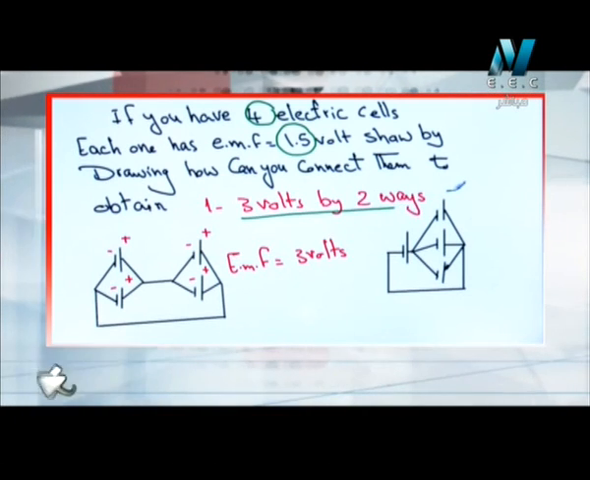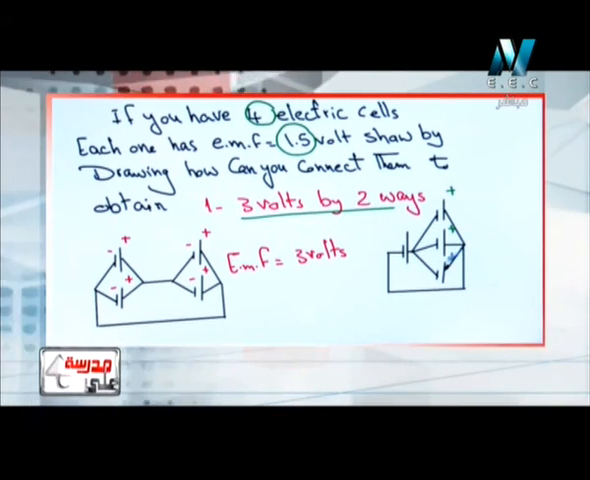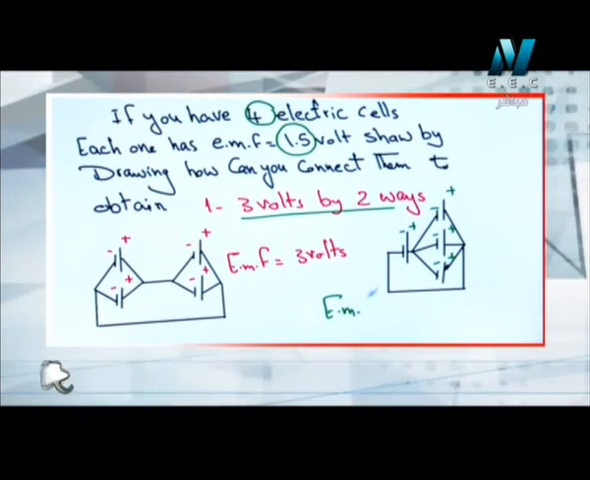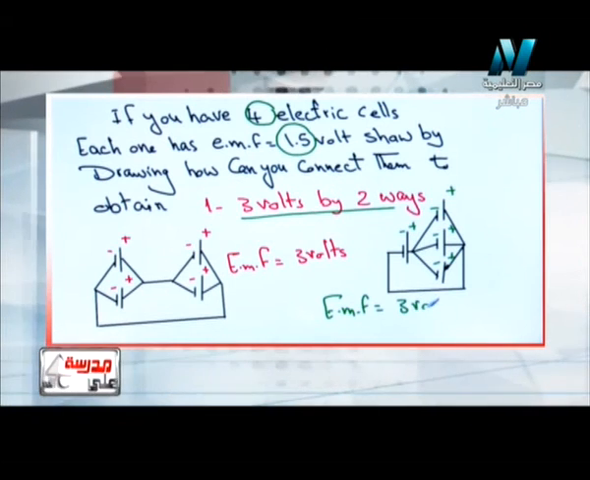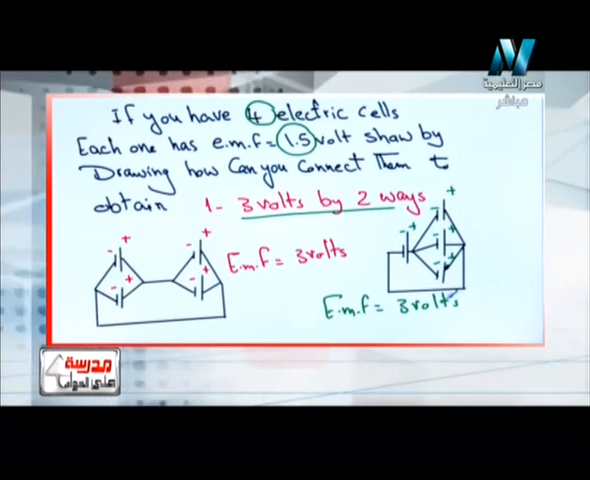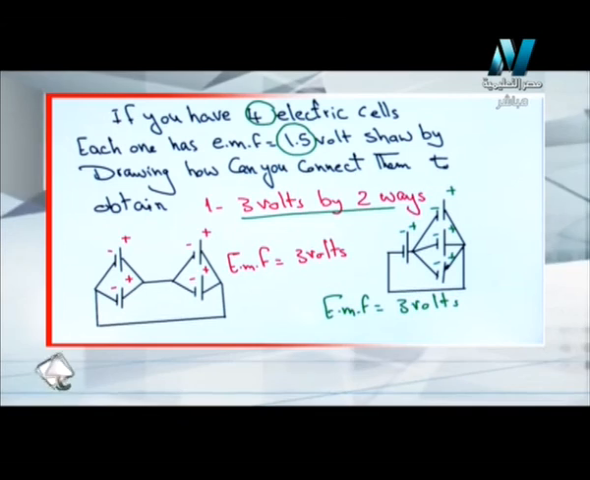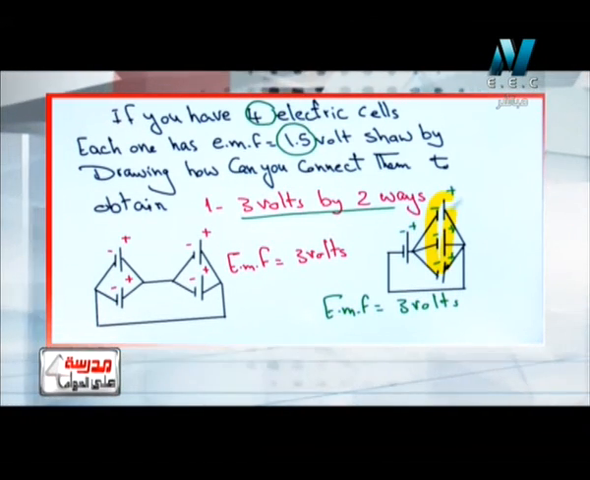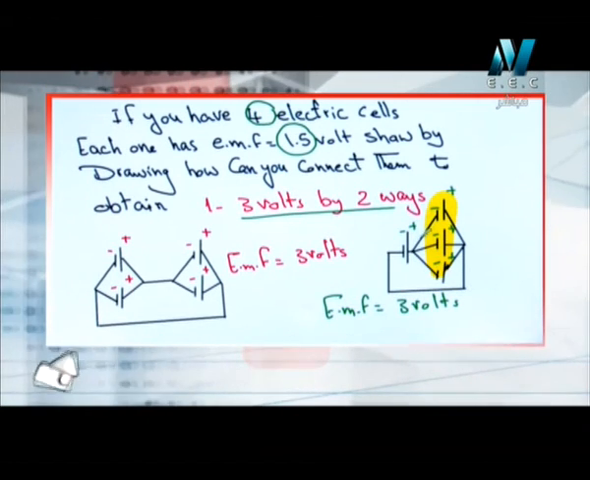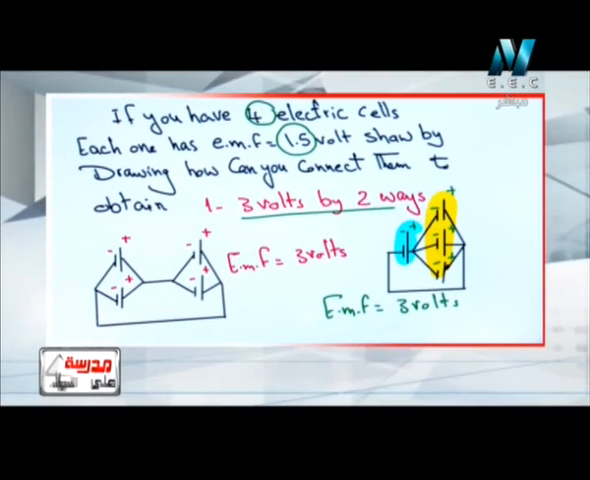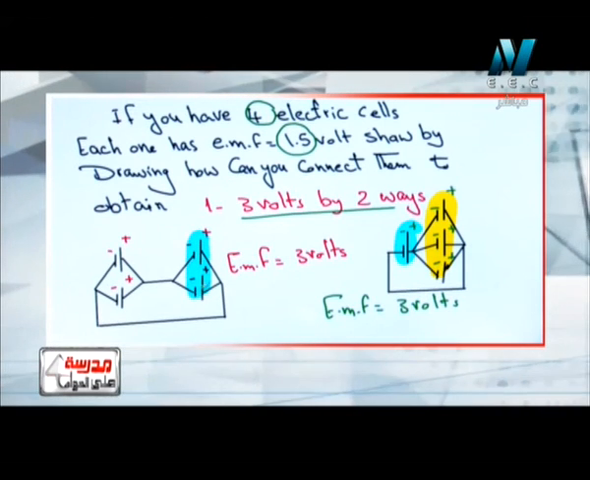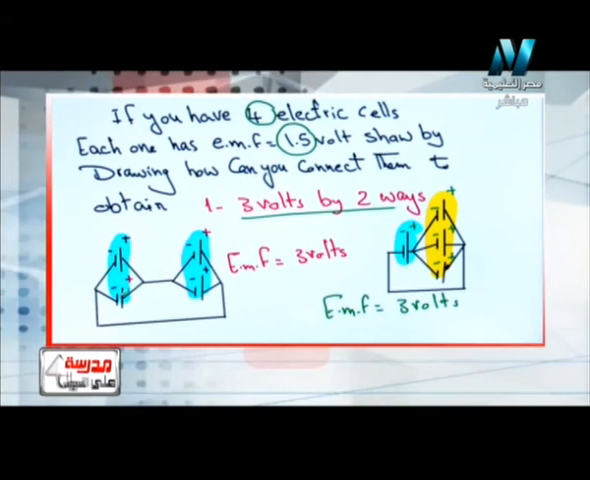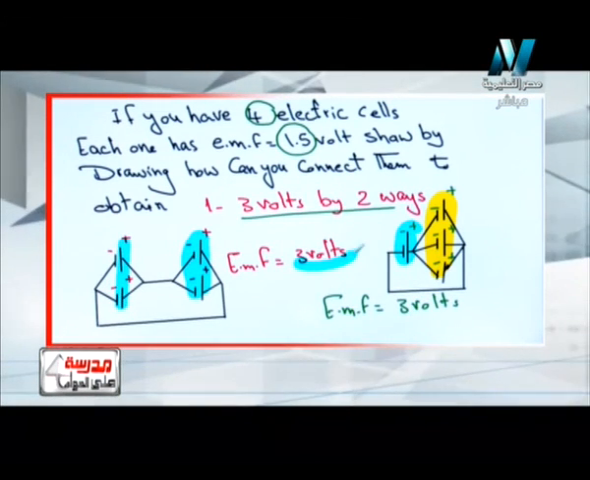As Ahmed told us exactly, we can connect them in 2 ways to obtain 3 volts. Here we have 3 in parallel and 1 in series, and the electromotive force equals 3 volts. Why? Because we have 3 electric cells in parallel here and one of them in series, and we know 3 in parallel equal one of them and 1 in series equals 1.5, so we have 3. Here 2 in parallel together 1.5 and another 1.5 together, so we obtain 3 volts by 2 ways.